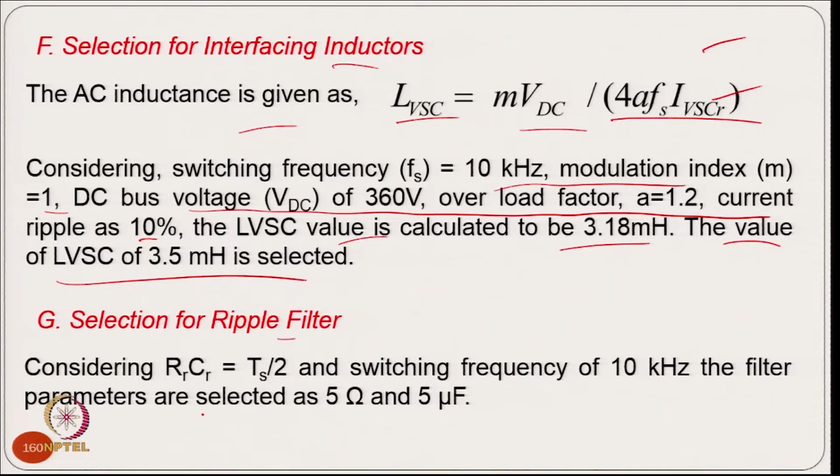Now, coming to the selection of the ripple filter RC, we consider the time constant corresponding to half the switching frequency, where Tsw is the period for the switching frequency, which we consider 10 kilohertz. We select the typical value of the capacitance of 5 microfarad and the resistance comes 5 ohm. This offers a very low impedance for switching frequency, around 5 ohm, and at low frequency, at fundamental frequency, it offers even 300 ohms, so that you are not having the losses in the ripple filter.